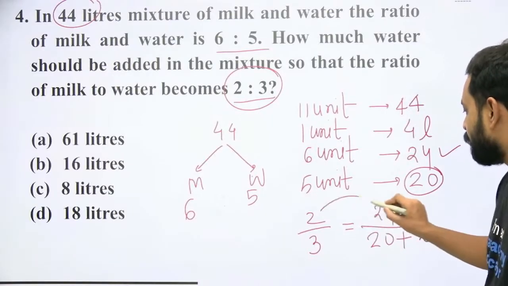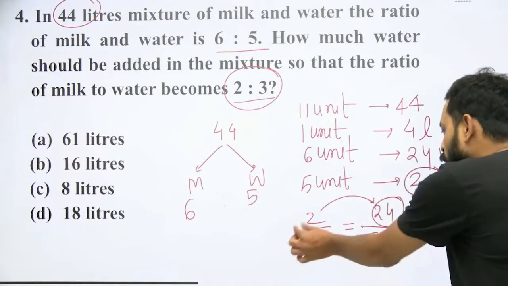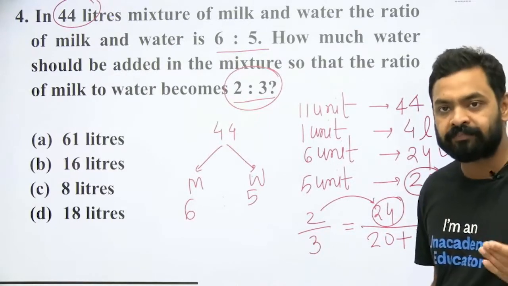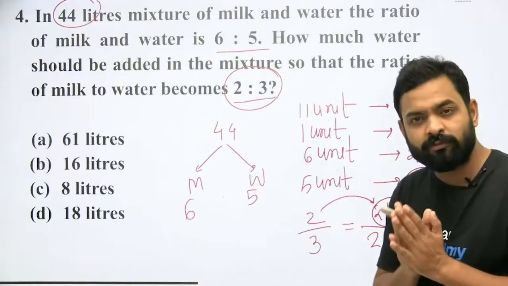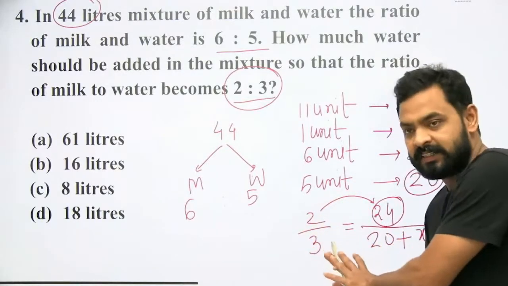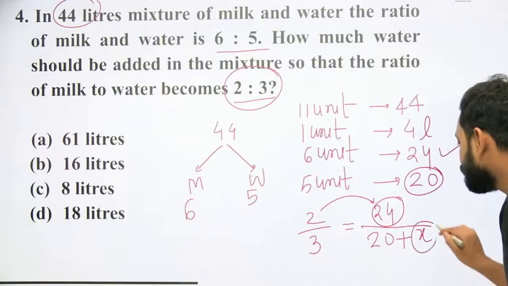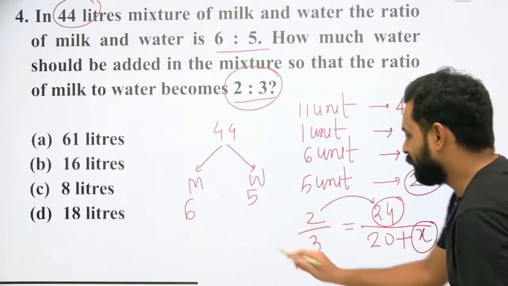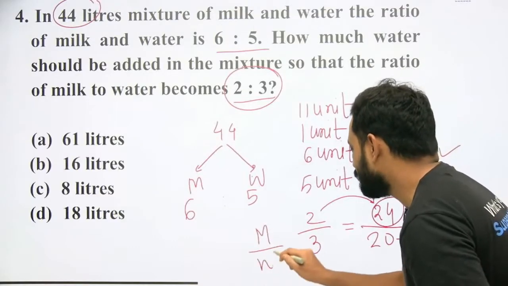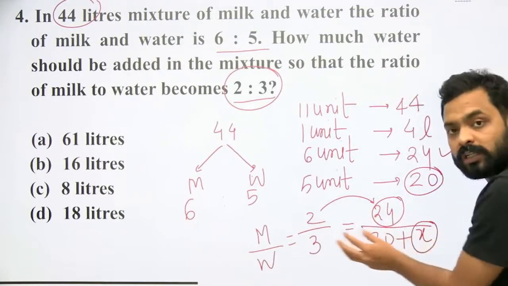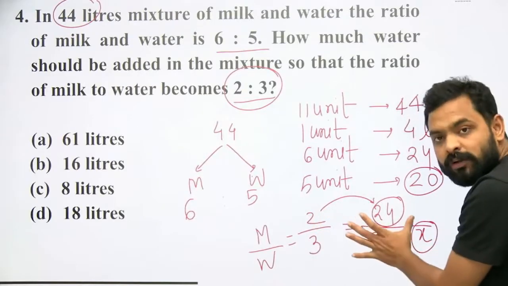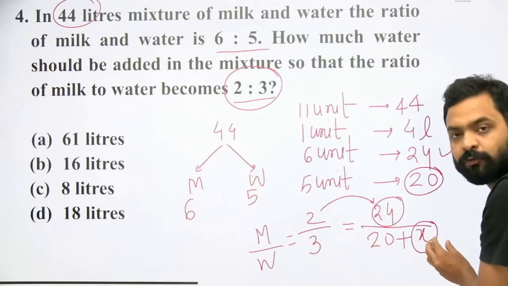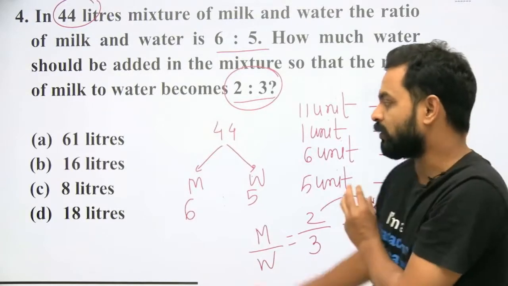See, unaltered is 24, so 2 unit is 24, so 1 unit will be 12. We can solve it mentally. 2 unit is 24, so 1 unit is 12, so 3 unit will be 36. Let me repeat. What is unaltered? Milk is unaltered and water is changed. So 2 unit is 24, 1 unit is 12, that means 3 units is 36. So 20 plus what is equal to 36? 20 plus 16 is equal to 36.